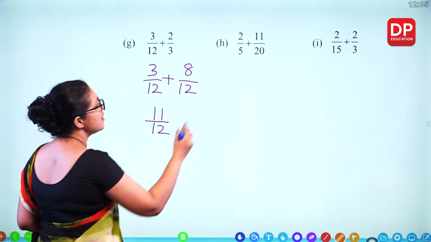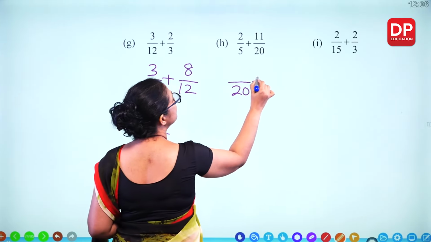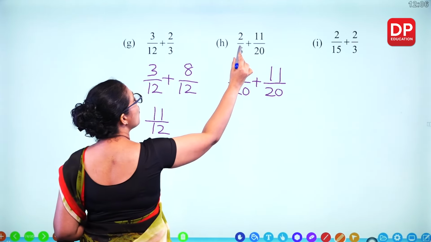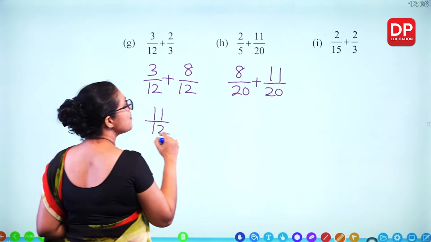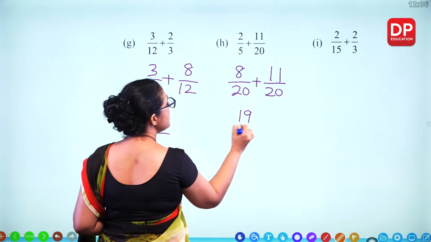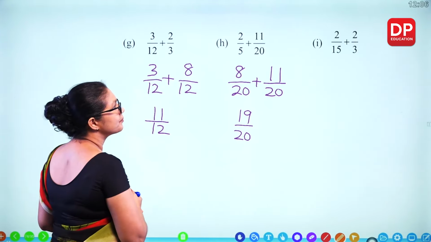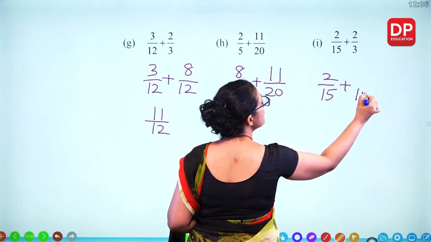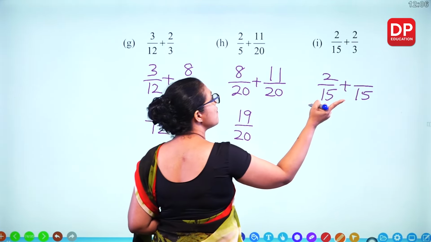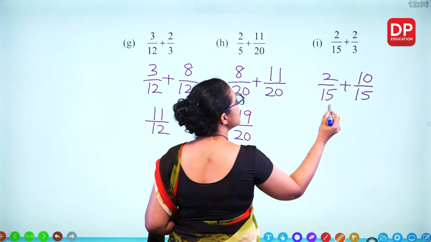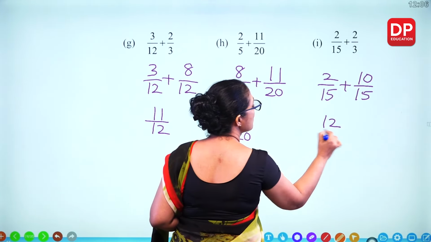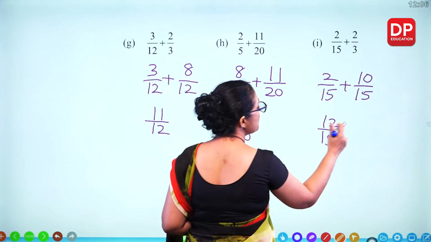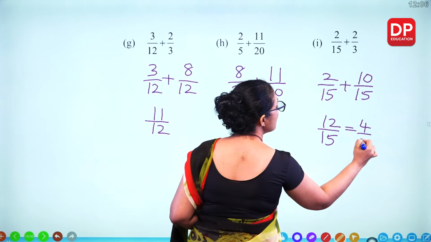5 and 20. Common one is 20. Multiply by 4. 4 times 2, 8. 8 plus 11, that's 19 over 20. 15 and 3, convert to the same thing. We can convert 3 to 15. Multiply by 5. 5 times 2, 10. So 10 plus 2, 12. 12 over 15. You can simplify further. Divide by 3, 4 and 5.